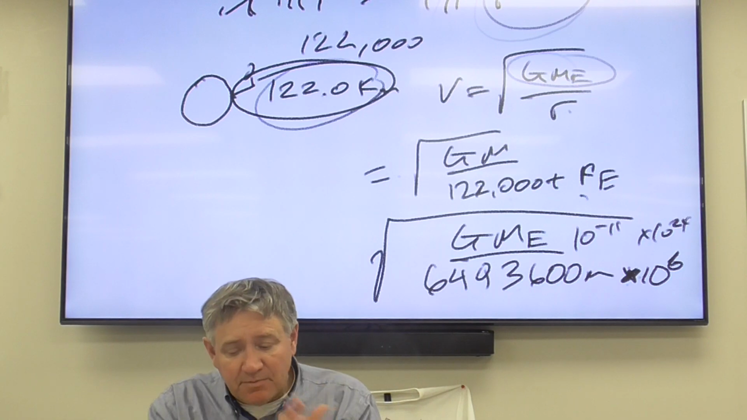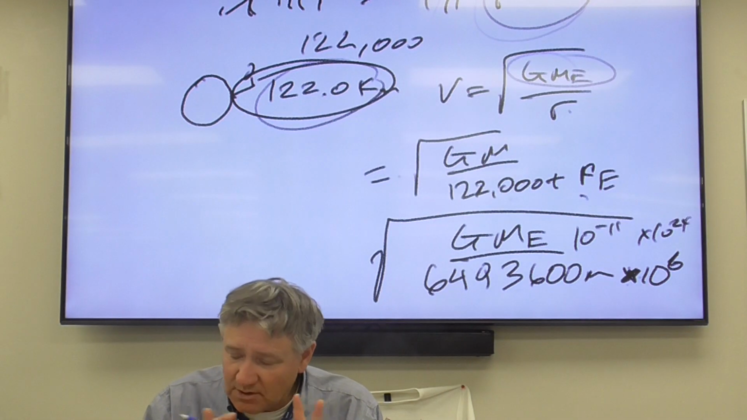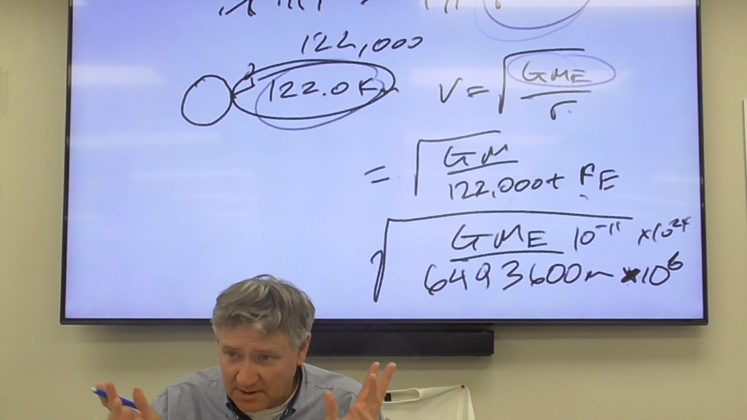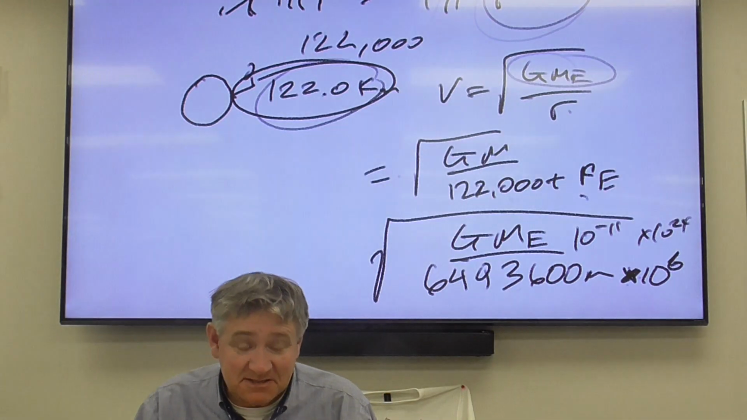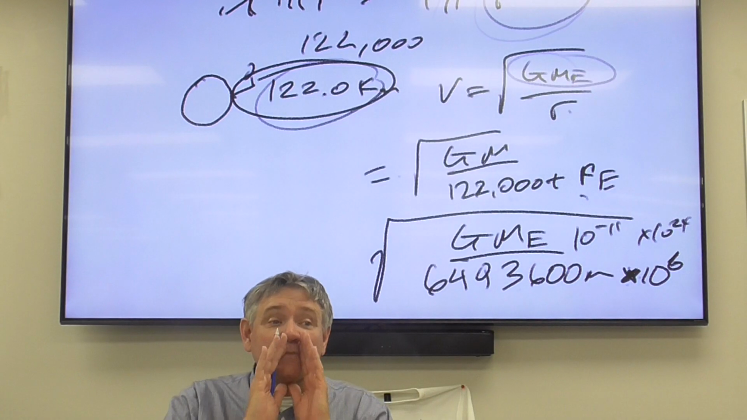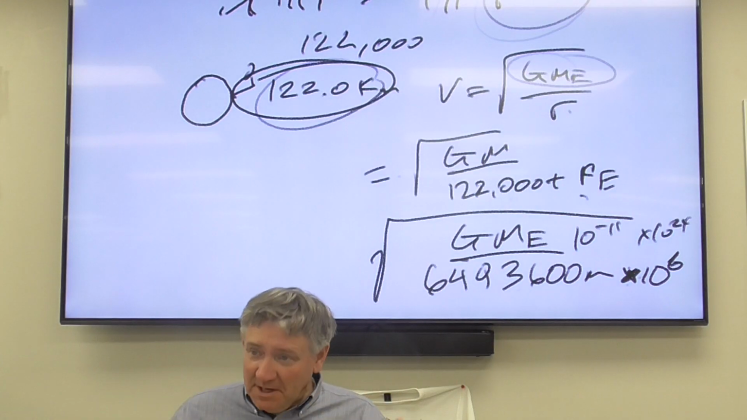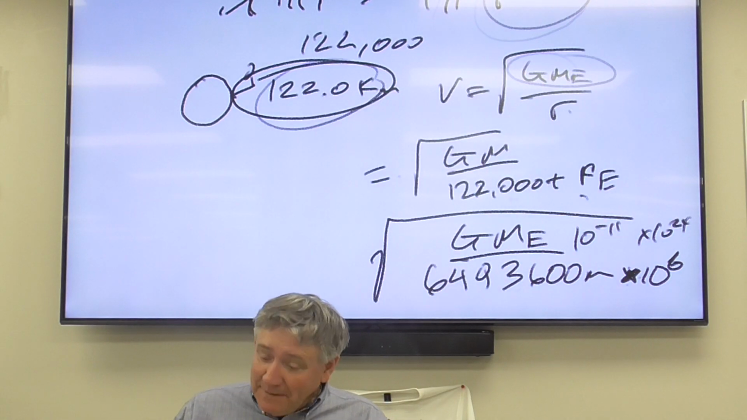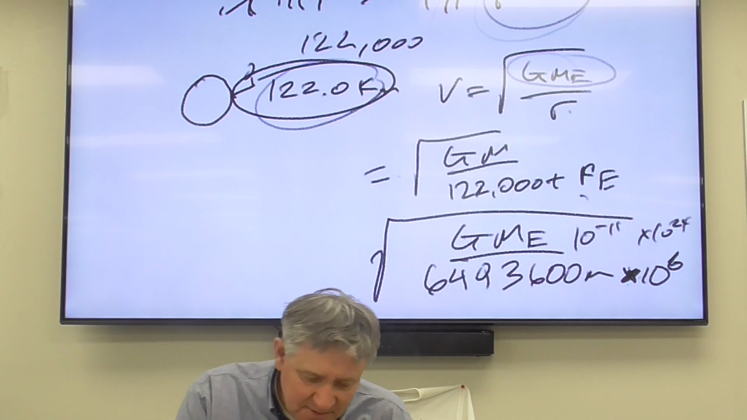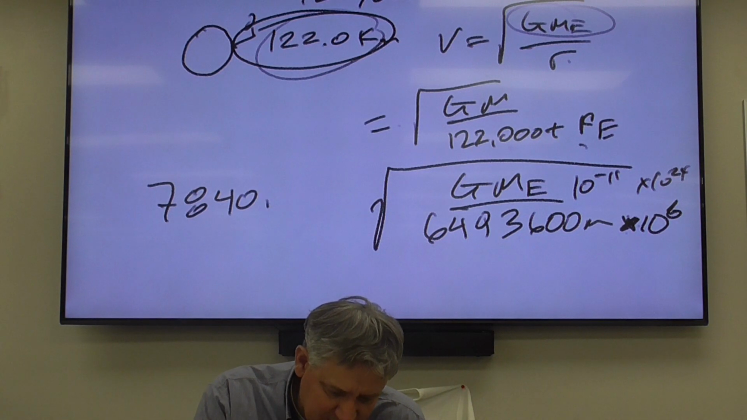Make sure everybody can do this calculation. Trust me, don't just rely on Rylan to do it. Because on the test, I guarantee you, you can't go, hey, Rylan, what'd you get for this answer? I'm not sure of my answer. No, bad. So anyway, if you do this, you get 7,840 meters per second.